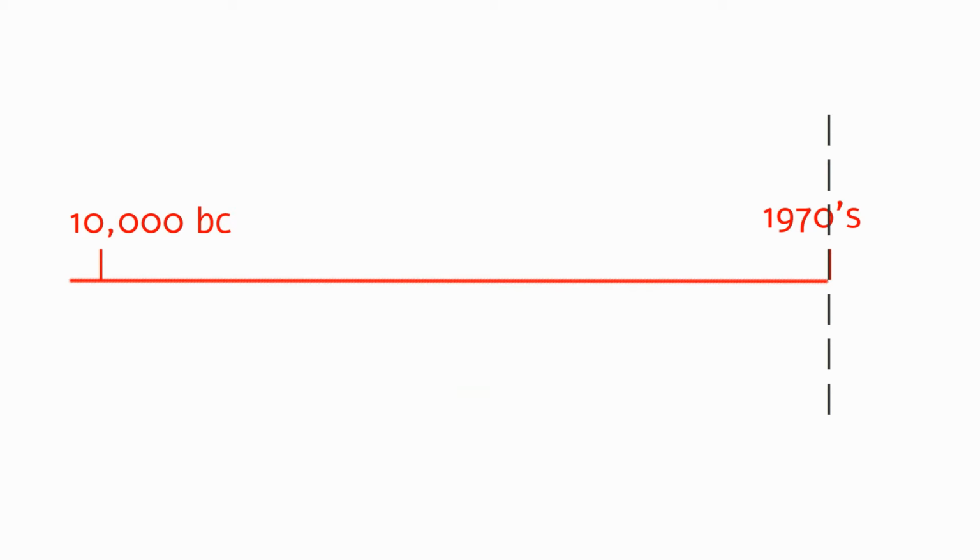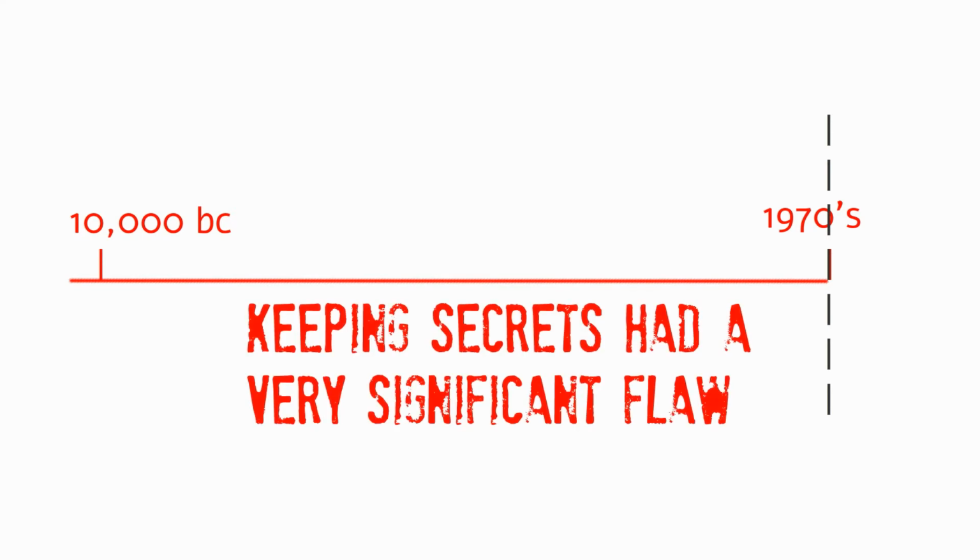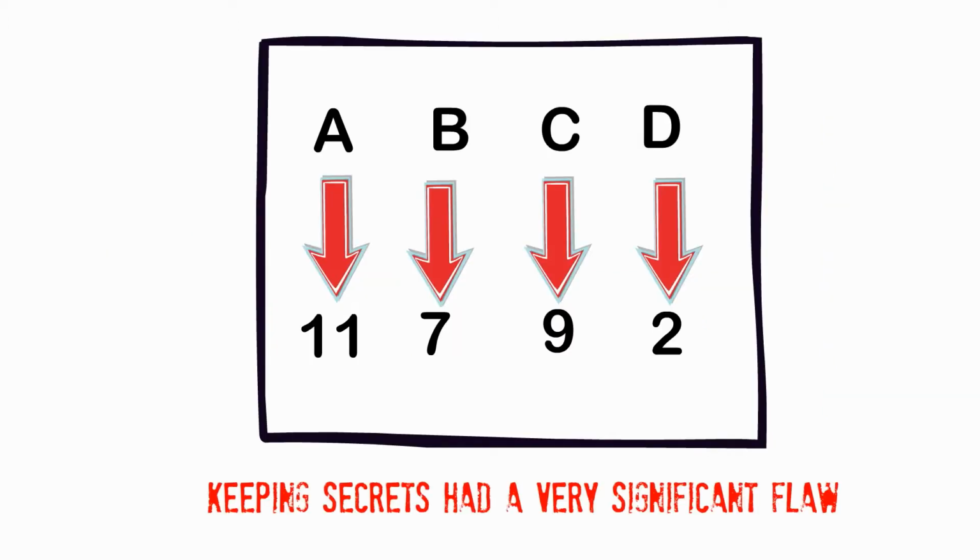The second reality before the 1970s was that keeping secrets had a very significant flaw. And that flaw was that if people knew how to encode a message, then they also knew how to decode the message. So when I was in primary school, we used to encode a message by saying that A would be replaced by the number 11 and B with 7 and C with 9 and D with 2, etc. And if I wanted to encode the message BAD, that would become 7, 11, 2. But of course, the problem is that anyone who knew how to encode also knew how to decode.